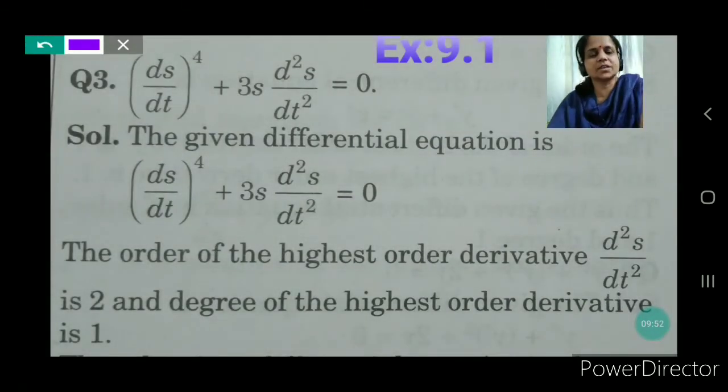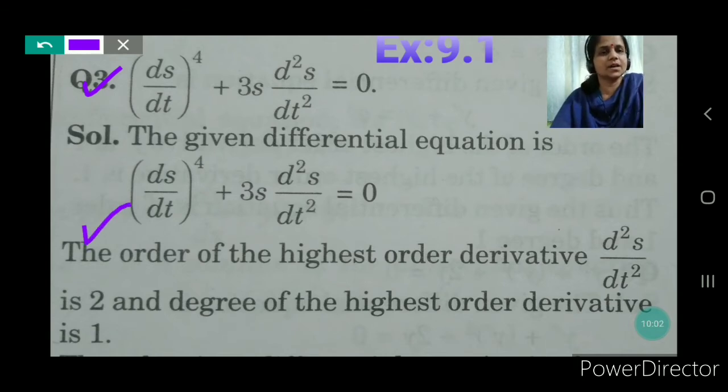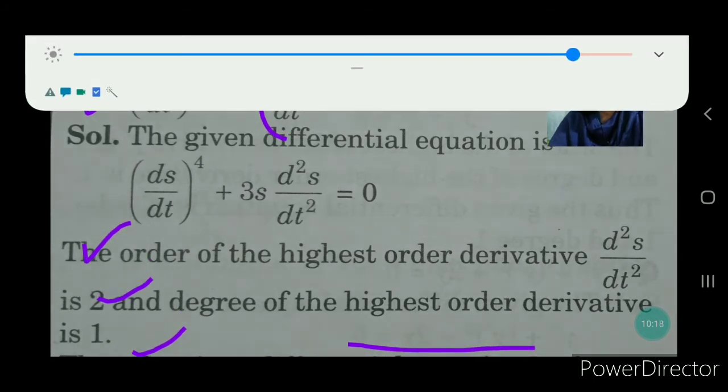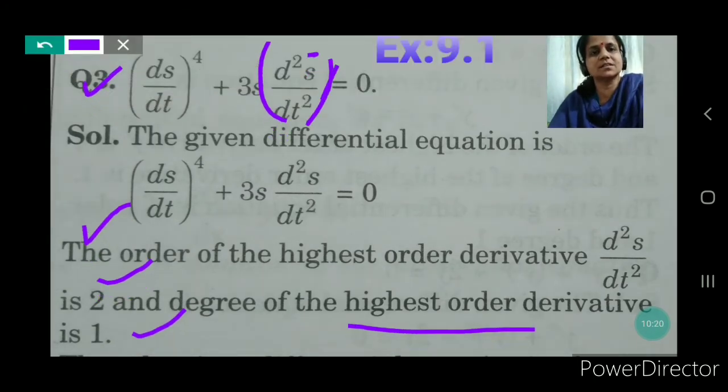Next question, students: (ds/dt)⁴ plus 3s d²s/dt² is equal to 0. The order of the highest order derivative is 2, so here order is 2, and degree is 1. We have to see the highest order derivative, and we have to see the power of this only. Don't consider this 4.